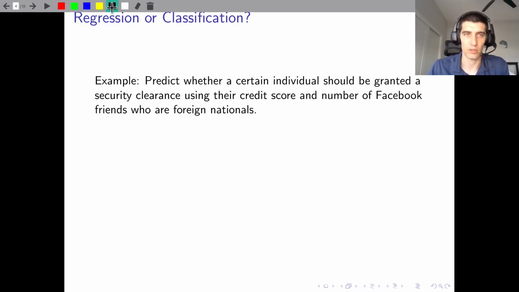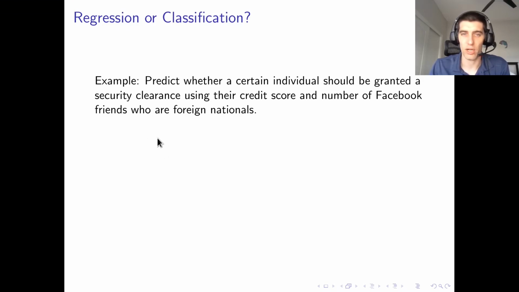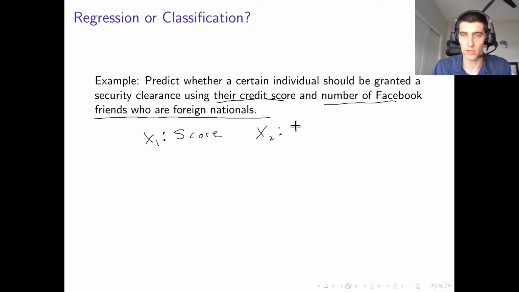Let me make sure that I have that up here. So what are our predictors, X? Our predictors in this problem, we have two. There's a credit score, and there is the number of Facebook friends who are foreign nationals. We'll abbreviate that.